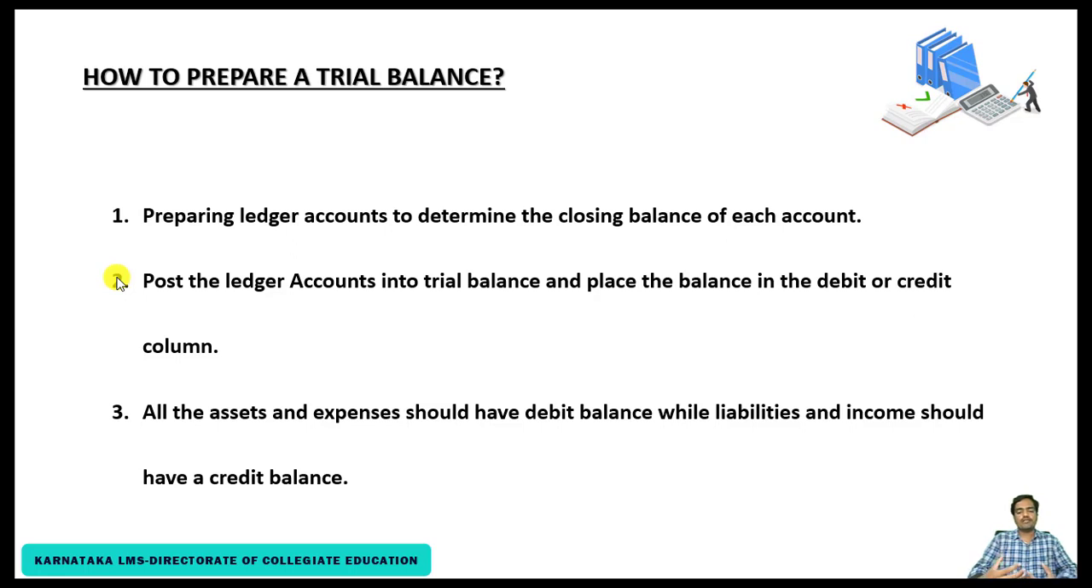That means if the individual account is having debit balance, that must be recorded under the debit column, and if it is having any credit balance, that must be recorded under the credit column in the trial balance.